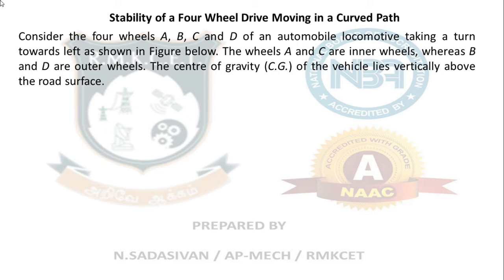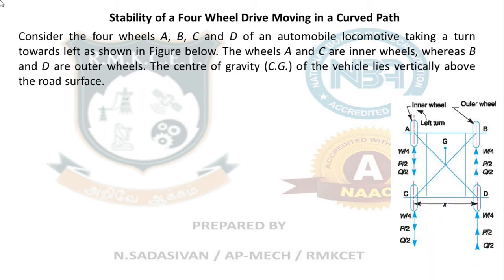Consider four wheels, A, B, C, D, of an automobile taking a turn towards the left as shown in the figure. So have a look at that figure. This is the top view of a car. A and B are your front wheels, C and D are your back wheels. So what else is written in the figure? Let us have a look carefully.